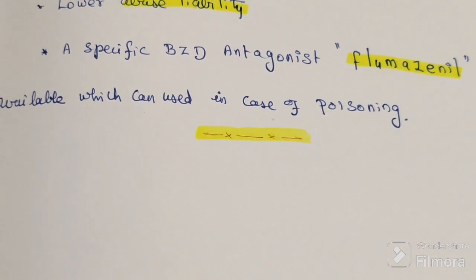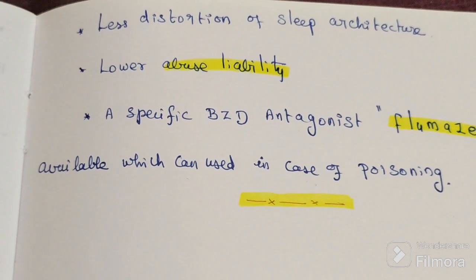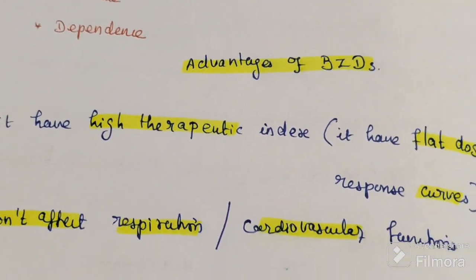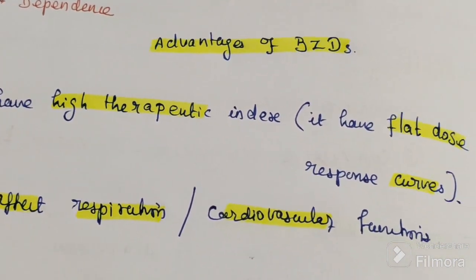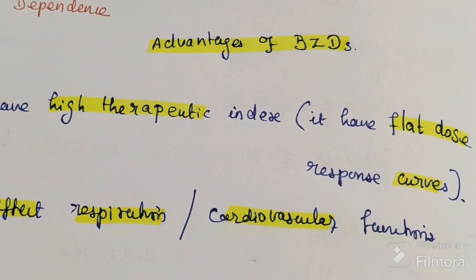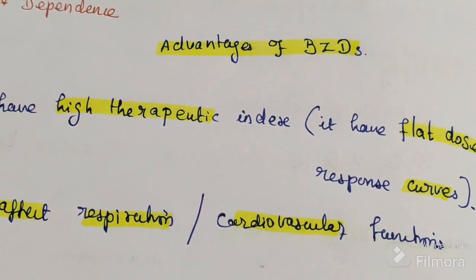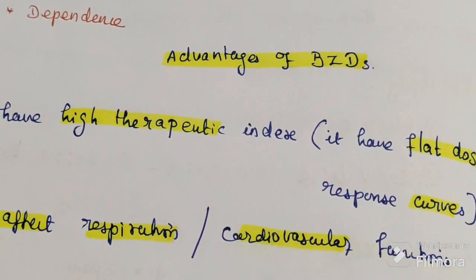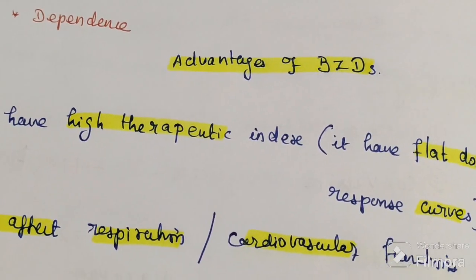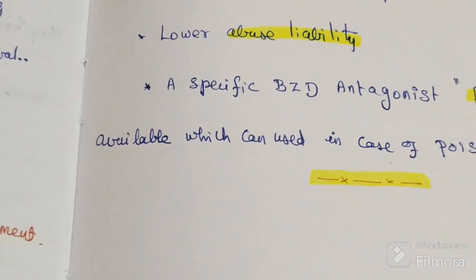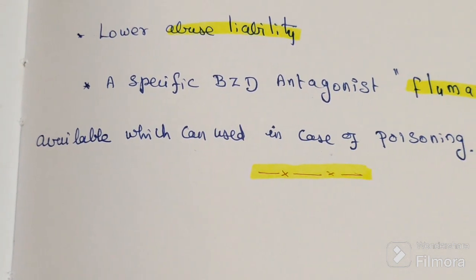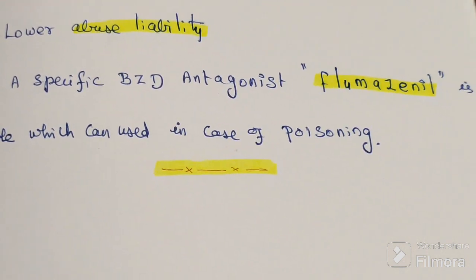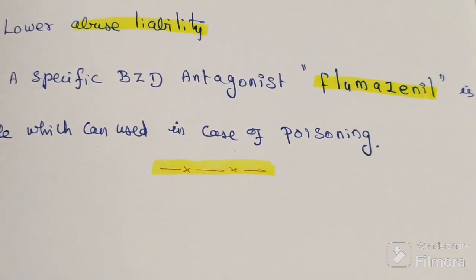It has lower abuse liability and is safer for respiration. It doesn't affect respiratory and cardiovascular function, so this one is safe. Compared to barbiturates, benzodiazepines have more advantages. Barbiturates have mimetic and facilitatory action, while this one has only facilitatory action, and this one has an antidote. That antidote is called flumazenil.